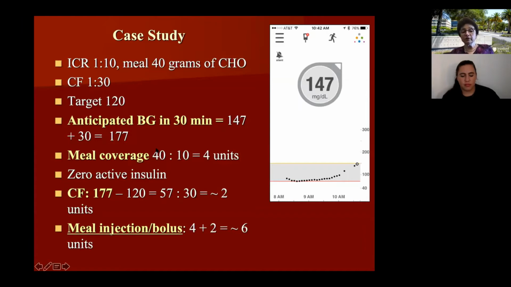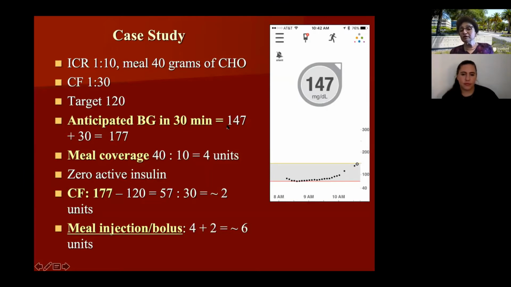So what do you do for your meal coverage? For your 40 grams of carbs, you would give 40 grams divided by 10, 1 to 10 carb ratio, 4 units. You have no active insulin at this time. Your correction factor, you want to be at 120. You're already heading to 177, right? So I told you it will be a lot of math. And so 177 minus 120 is 57, divided by your 30 correction factor. So you would need to add another 2 units.